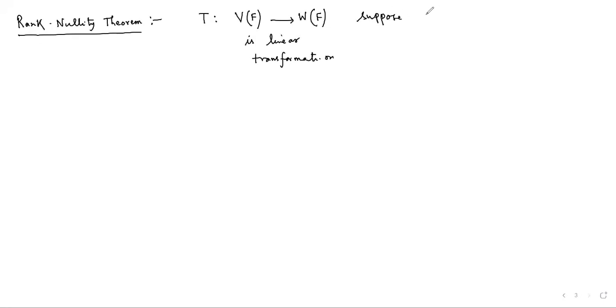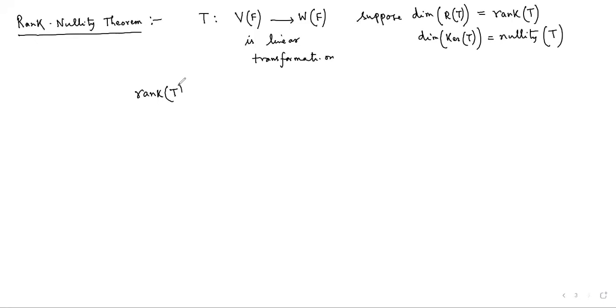And suppose the dimension of R(T) is defined as the rank of T, as we know, and the dimension of the kernel of T is defined as the nullity of T. Then this rank nullity theorem says that rank T plus nullity T will always give you the dimension of V. This is called the rank nullity theorem.